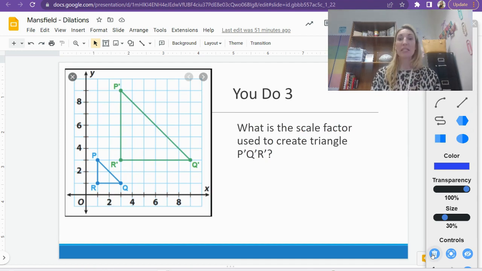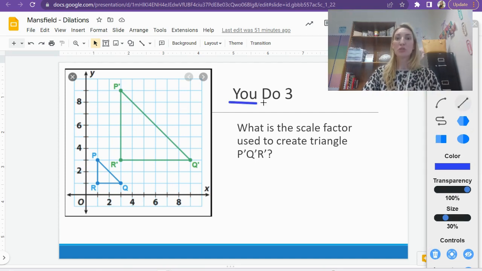You do number 3. This is the third problem today that I would like you to try on your own. All right, so on your paper, please write you do 3. My question is, what is the scale factor used to create the triangle P prime, Q prime, R prime? So look at the picture. Look at the P, R, Q. Find a point in there. Where is R? Or maybe if you pick P, that's fine. Where is P? Find that location, right? And then where is the P prime? Where is the R prime?